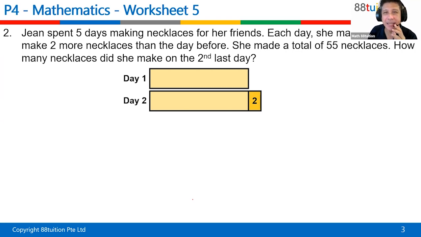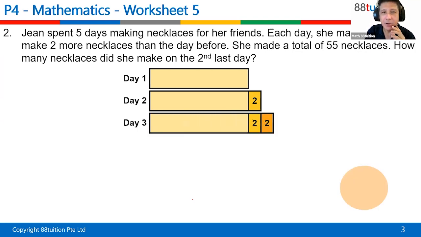Do you see my day 2 must be more than day 1 by 2? Because the question says every day after that, you will end up making 2 more. So day 2 will be more than day 1 by 2. What about day 3? Day 3 must be more than day 2 by 2. Because day 2 already has the added 2, day 3 must have that one and then plus another 2. Okay, that is what this question is all about.